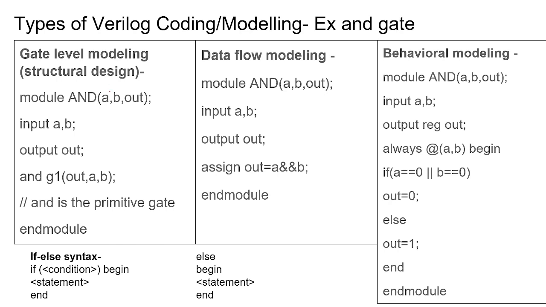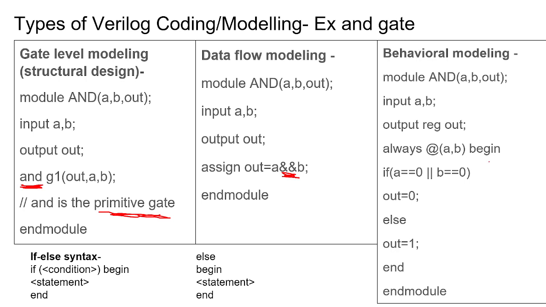Now in Verilog, we have three types of modeling: gate level modeling, dataflow modeling and behavioral modeling. In gate level modeling, all the instantiations will be gates. These are primitive gates, predefined gates in Verilog. We have and, or, not, and then the rest of the syntax is the same: module, input, output and then endmodule. In dataflow, you will be using these operators.